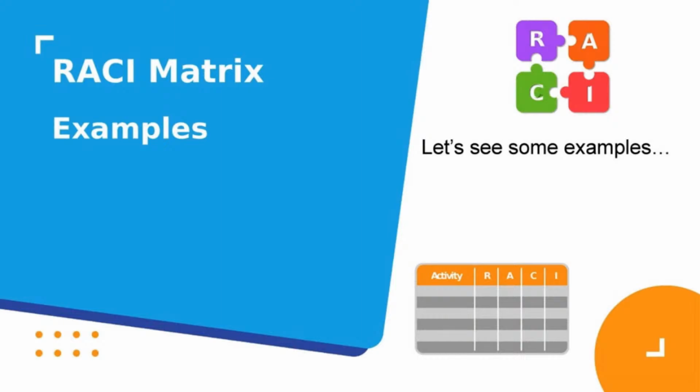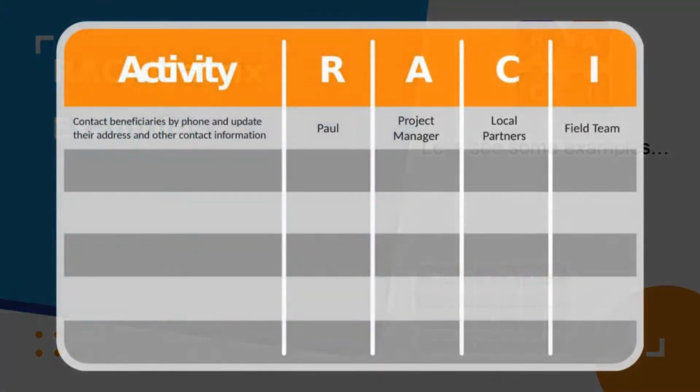Well, let's see some examples. The first task is to contact beneficiaries by phone and update their address and other contact information. Let's say that Paul is responsible for doing that. So Paul is going to be actually contacting the beneficiaries. The approval person is the project manager. So when Paul finalizes contacting all beneficiaries and updating all their contact information, Paul will submit that task to the project manager, who will say, okay, this is completed.